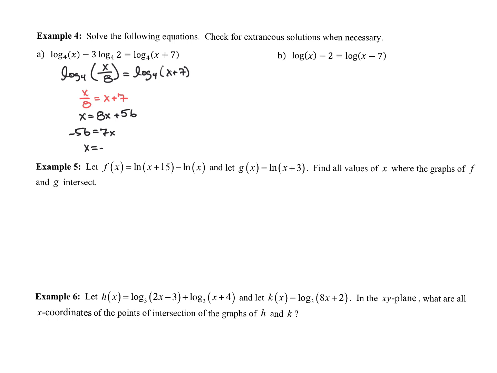negative 56 over 7. What? Oh, it's 54. 7 goes into 54, not 56.